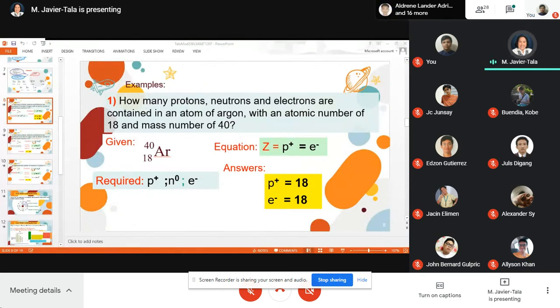For your example here: how many protons, neutrons, and electrons are contained in an atom of argon with an atomic number of 18 and mass number of 40?